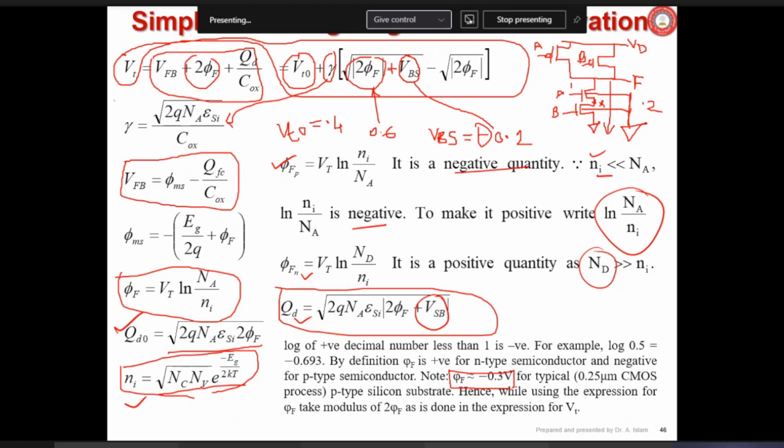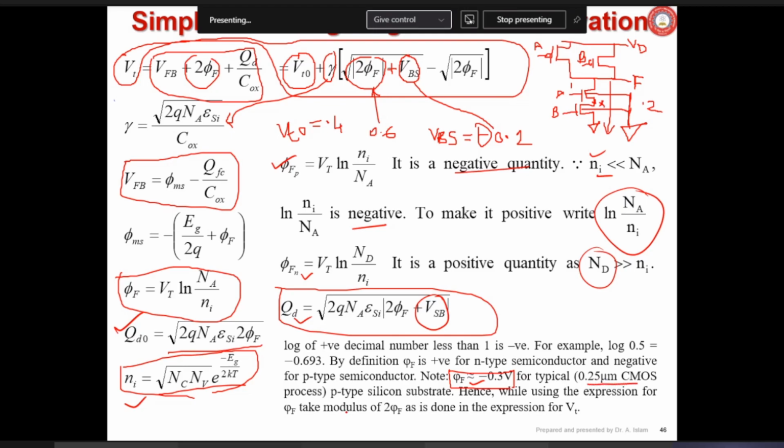Ni's equation equals square root of NC NV e to the power minus Eg by twice KT. Eg, you know, is the energy gap, and K is the Boltzmann constant, and T is the temperature in Kelvin. So the value of phi normally is minus 0.3 volt for a typical 0.25 micrometer CMOS process.